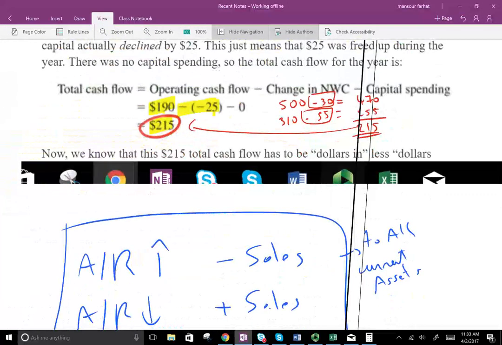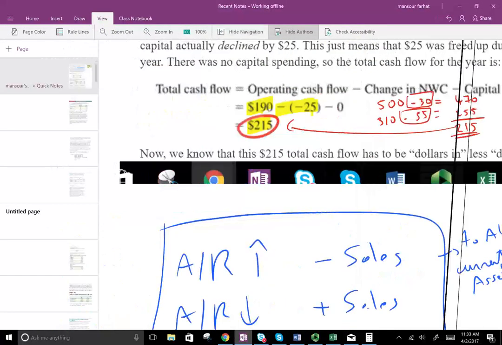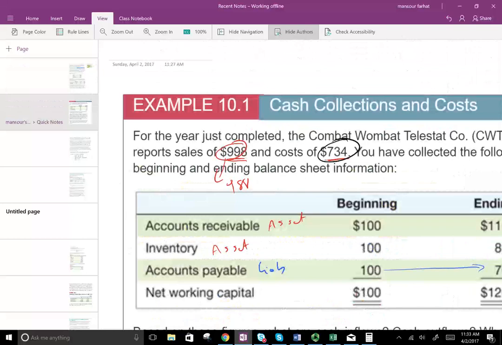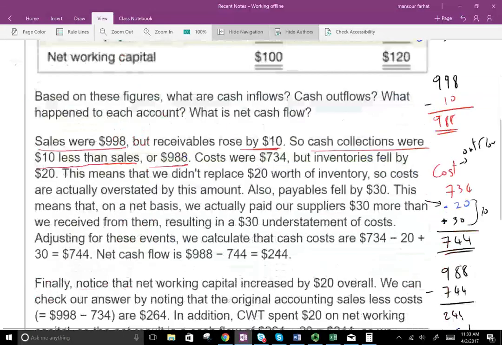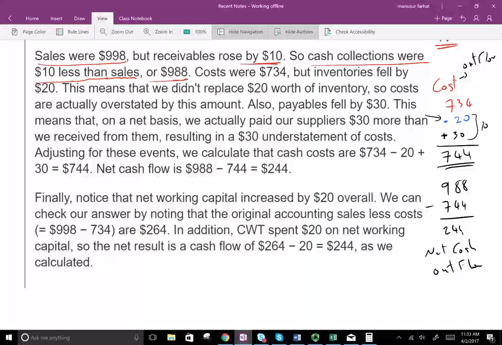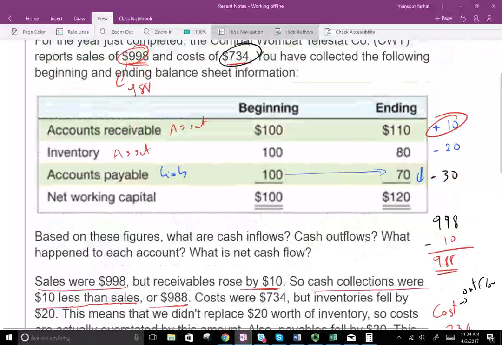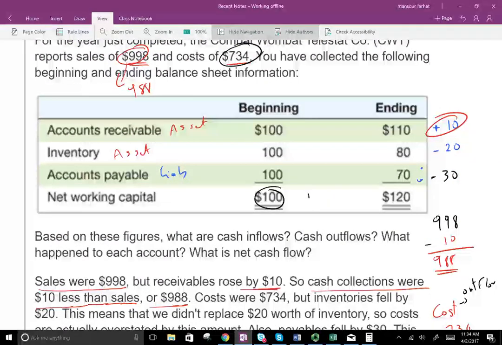So let's go back to that exercise that we were working. Basically, we finished it, but let's go ahead and summarize it. So finally, notice that net working capital increased by 20 overall. We can check our answers by noting that the original accounting sales less cost are 264. In addition, we spend $20 on net working capital, so the net result is 264 minus 20. So what we could have done is, rather than analyzing each account separately, we could have said net working capital went up.